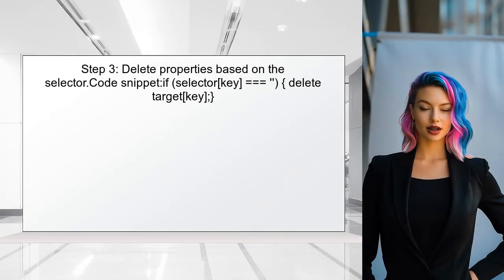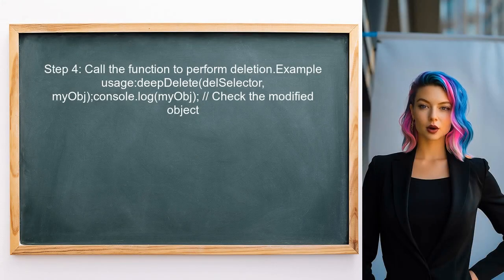Now, if the value in the selector is an empty string, the user should delete the corresponding property from the target object. This is how the actual deletion occurs. Finally, the user can call this function with their selector and the main object to perform the deletion. This will modify the original object as required.